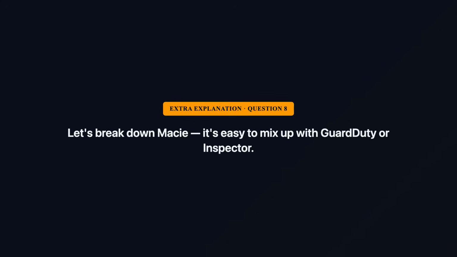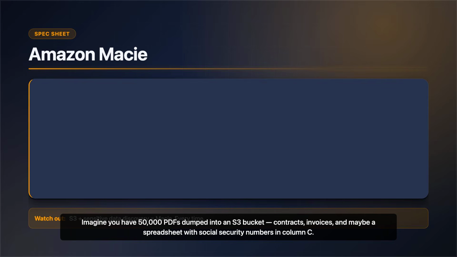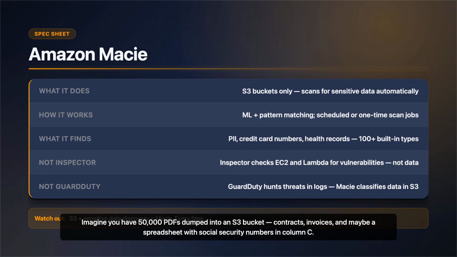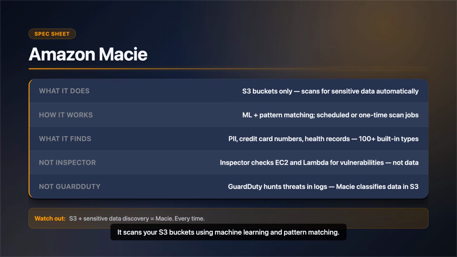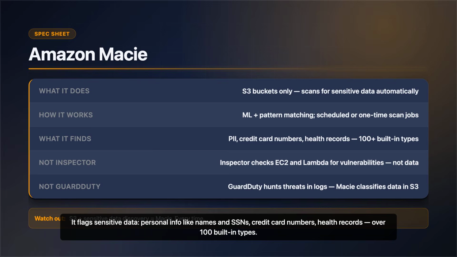Let's break down Macie. It's easy to mix up with GuardDuty or Inspector. Imagine you have 50,000 PDFs dumped into an S3 bucket, contracts, invoices, and maybe a spreadsheet with social security numbers in column C. How do you find that? That's Macie's whole job. It scans your S3 buckets using machine learning and pattern matching. It flags sensitive data, personal info like names and SSNs, credit card numbers, health records, over 100 built-in types.